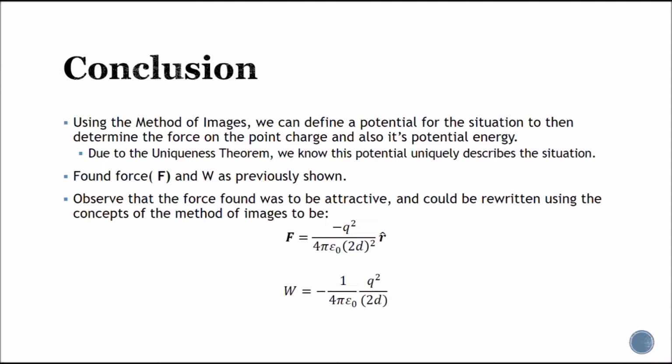And in conclusion, we can see that using the method of images, we can find a potential for this situation, and then use that to determine the force on the particle and also its potential energy. A quick comment, our use of the method of images to define a potential is valid, since due to the uniqueness theorem, this potential uniquely describes the situation since it satisfied the boundary conditions. We also found the force bold F and W as previously shown.